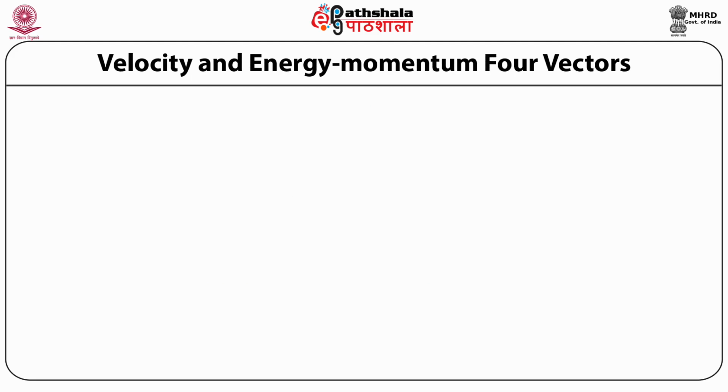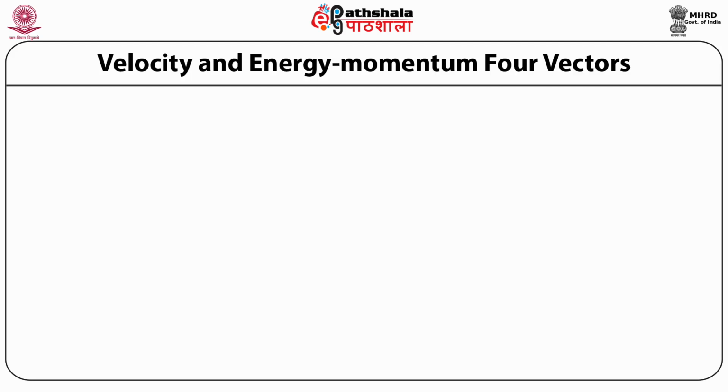Velocity and energy momentum 4 vectors. Now, just like we had defined the position 4 vector or the coordinate 4 vectors, which included the 3 position coordinates and 1 time coordinate, similarly we can define the velocity 4 vectors and the energy momentum 4 vectors. So let's first start with the velocity 4 vectors.